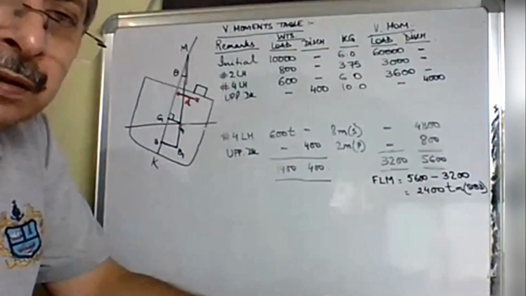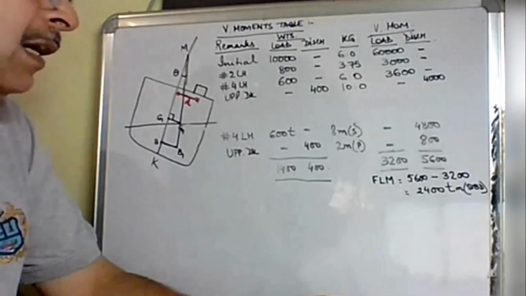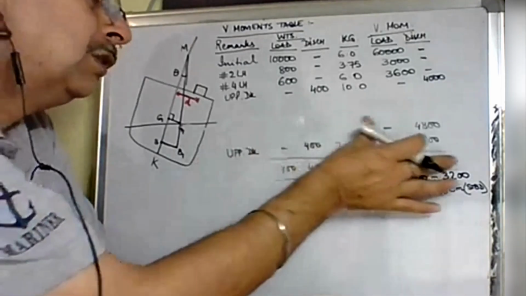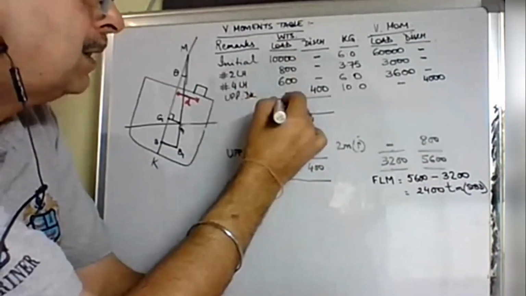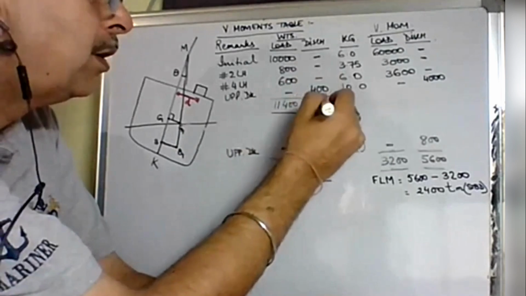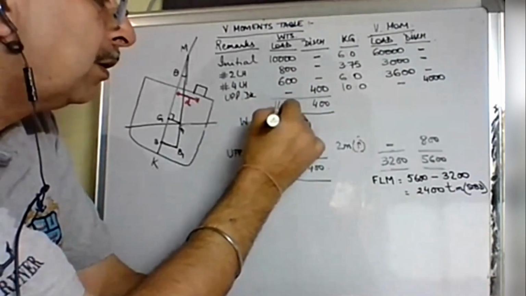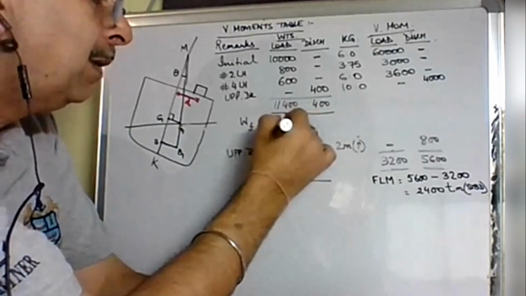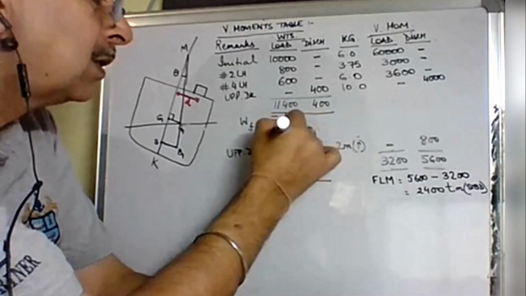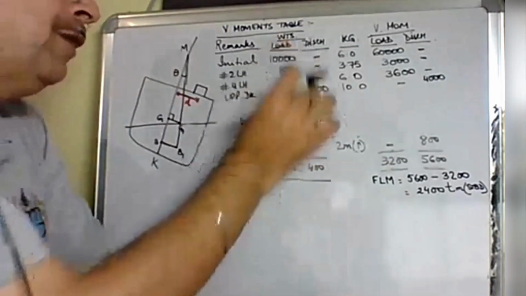These are the various weights that I have loaded or discharged. So therefore, total 11,000, and this total is 400. The W final will be 11,400 minus 400. This will be 11,000 tons. This is my W final. Is this okay with everybody?